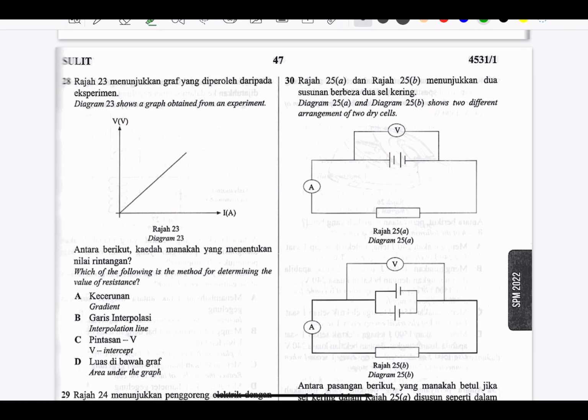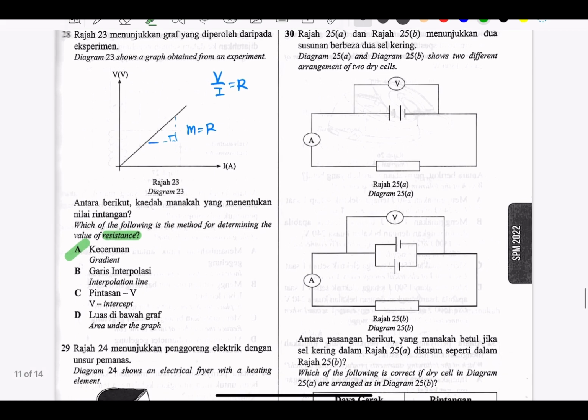Okay, next one, the graph obtained from experiment. Which of the following is the method for determining the value of resistance? According to Ohm's law, V equals IR. So V over I equals the resistance. Okay, the gradient in this graph is V against I. So the gradient will represent the resistance.